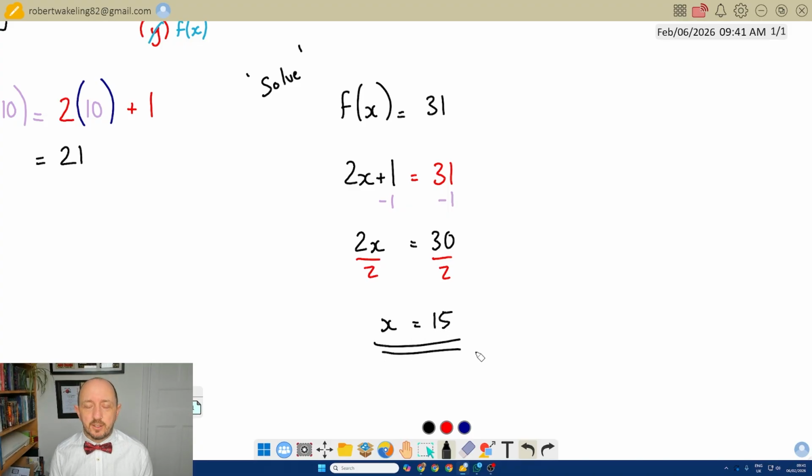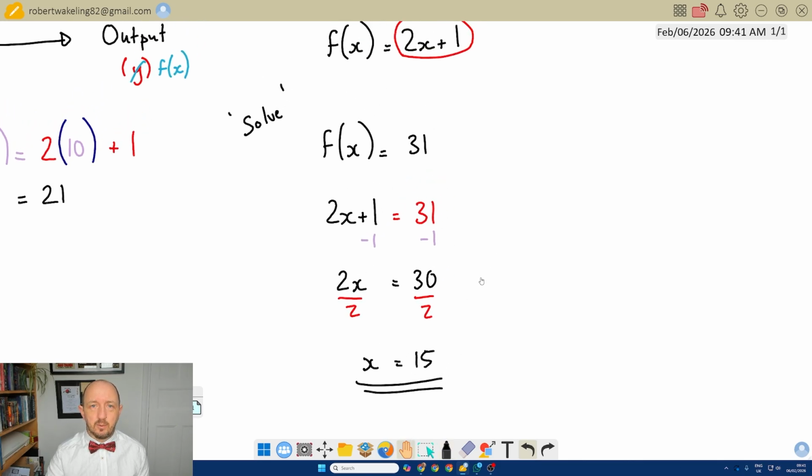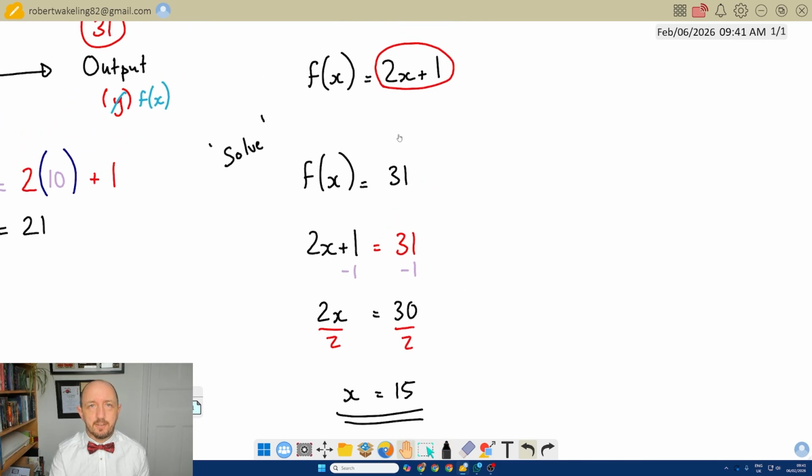So essentially, when we're solving this and we're trying to find x, we're just doing our normal solving of an equation, but also we're reversing the function. We're reversing the function, subtract 1, and then divide by 2. And that will give us 15. So it would have needed to have been a 15 in here to give us 31. And that's how we solve it.